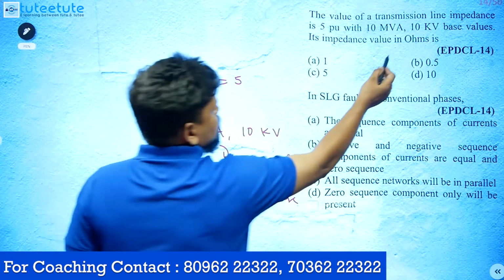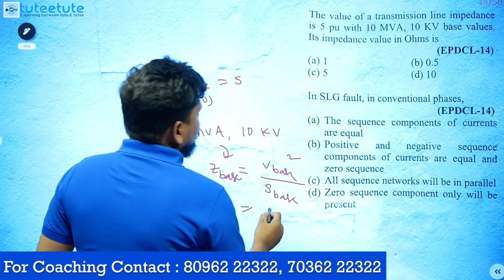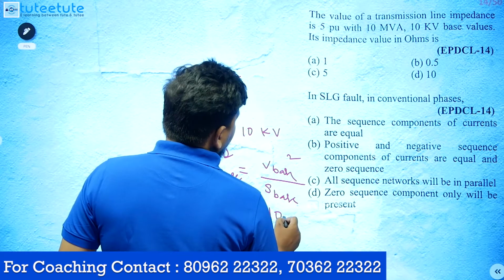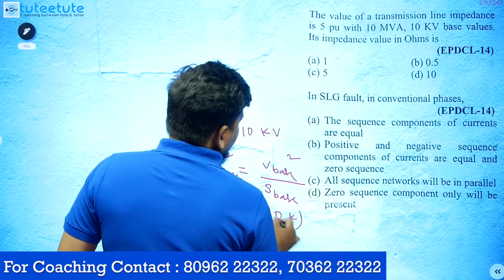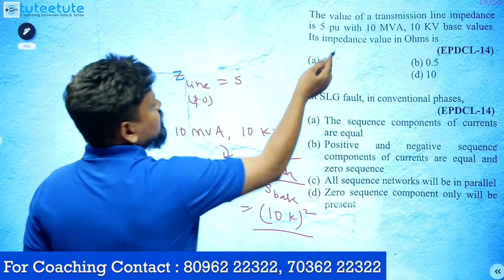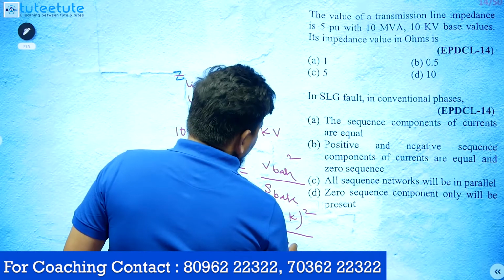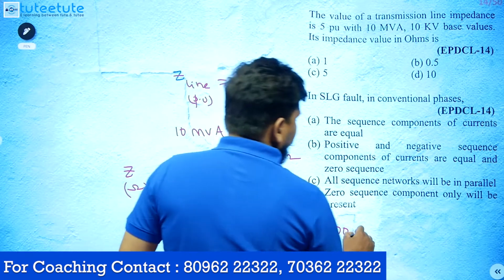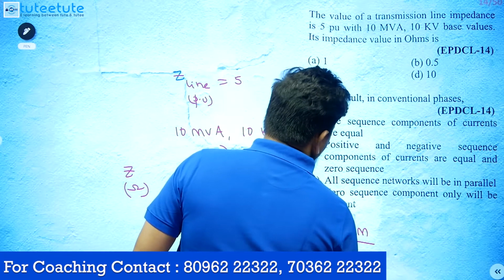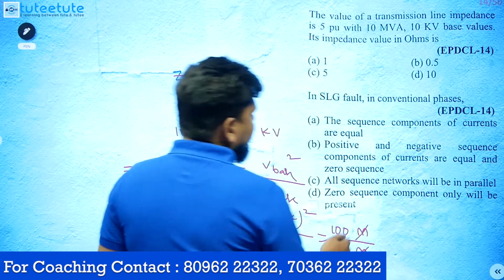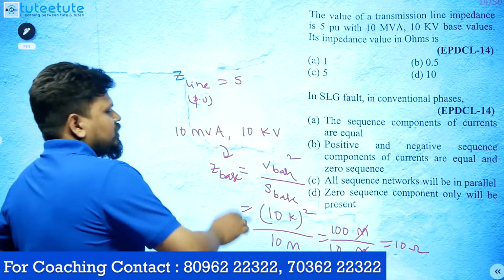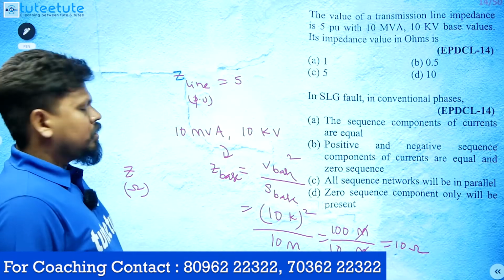What is the kV base? kV base is nothing but 10 kV. So we write 10 k whole square, divided by S base. What is S base? 10 M. So 10 square is 100, k square is M, and in the denominator 10 M. M will be cancelled and you will get 10 ohms. So the Z base value is 10 ohms.